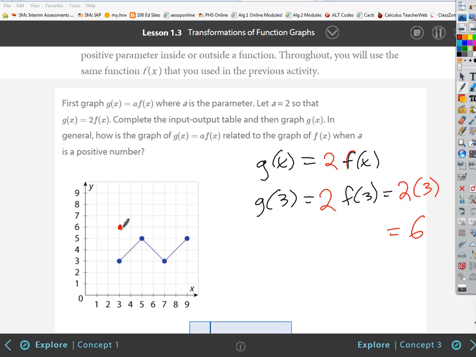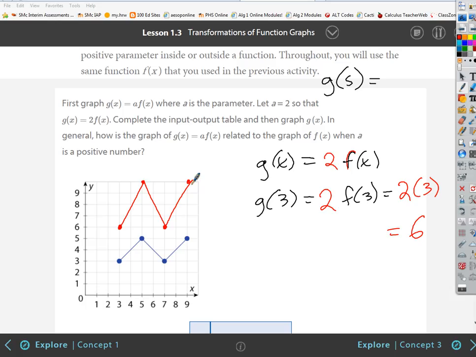I won't go through this whole process here, but you tell me then, what is g of 5 going to equal? What's f of 5? 5, but I'm multiplying f of 5 by 2. So it's going to be 10, right? And we're going to get the same kind of stuff here, aren't we? Because f of 7 is 3, g of 7 has to be 2 times that, so it's 6. And f of 9 is 5, so g of 9 is going to be 2 times that. Well, what did we do that time? Yeah, we stretched it, didn't we?